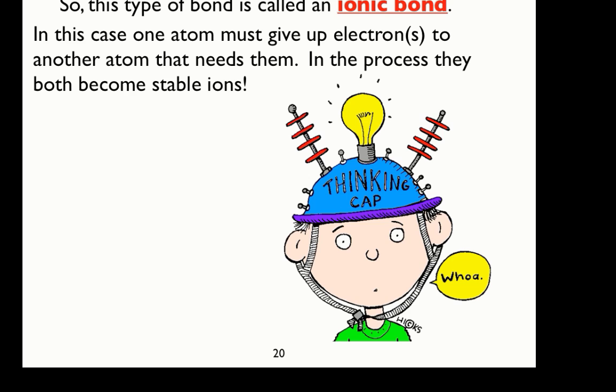Some of the atoms have to give up some electrons to other atoms that need them, but in the process, they both become stable, they both become happy, and everybody's good. So let's see how this works. All right.